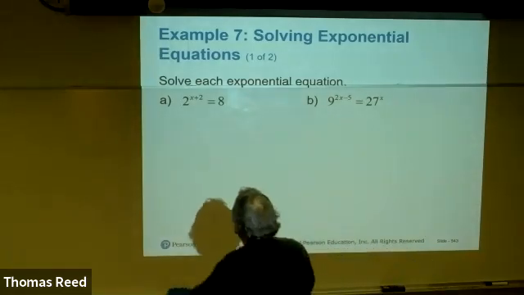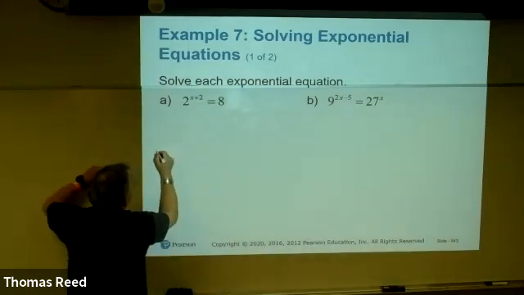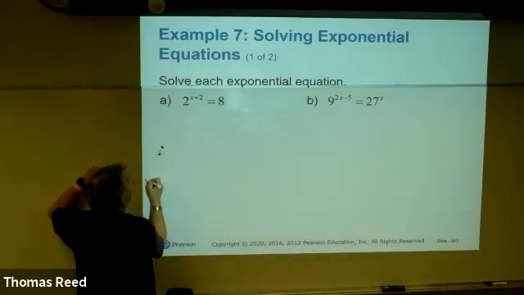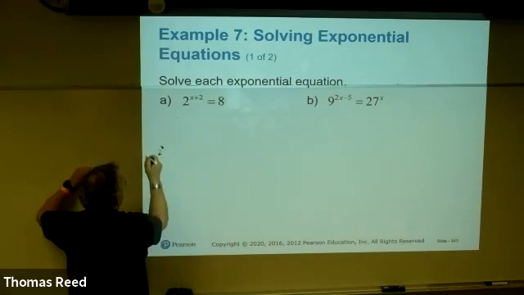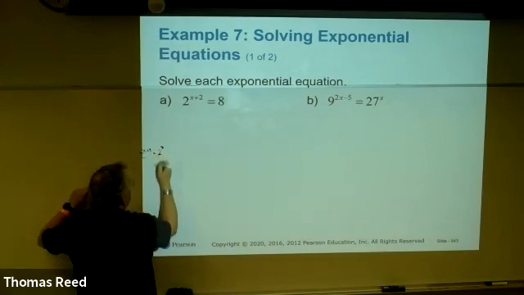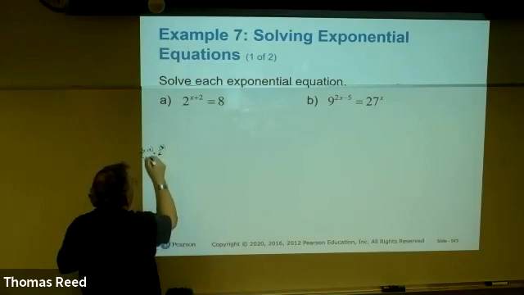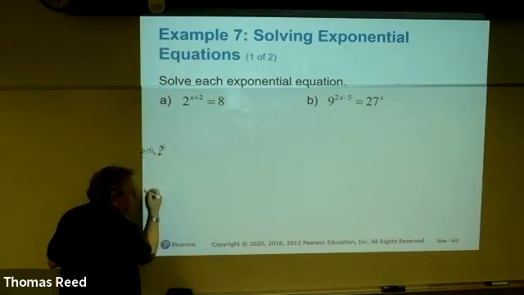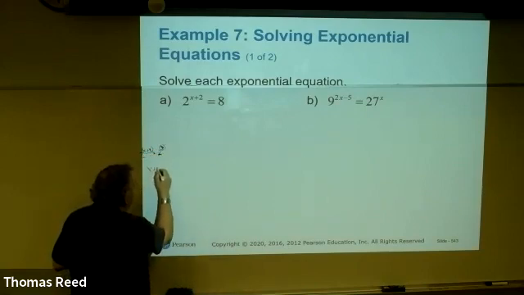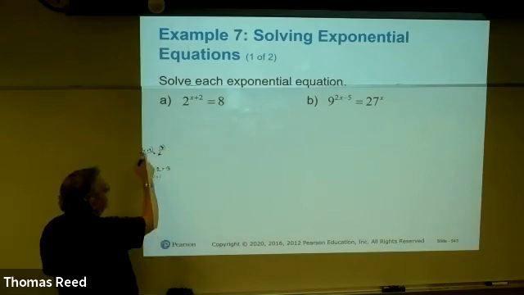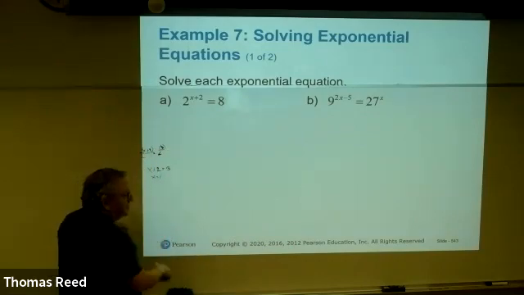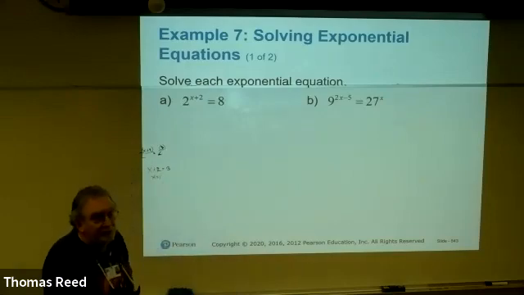Now, I can write 8 as 2 to the 3rd power. So this equation I can write as 2 to the x plus 2 equals 2 to the 3rd. Well, for these 2 expressions to be equal means the exponents have to be equal. Because x plus 2 equal to 3 means x has to be 1. Because 1 plus 2 is 3, and 2 to the 3rd power is 2 to the 3rd power.